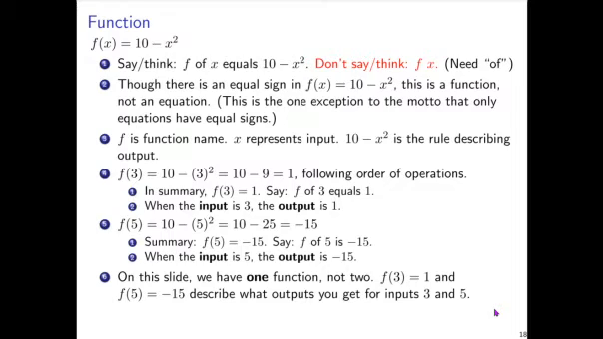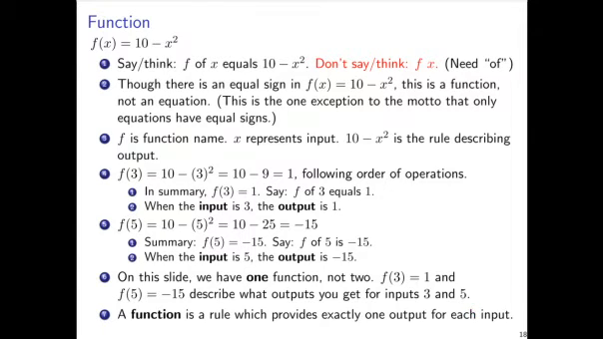On this slide, we have one function. So just to clarify, we're going to take a look at another function as an example in a moment, but this is one function, not two. So f of 3 equals 1 and f of 5 equals negative 15 describe what outputs you get for inputs 3 and 5 for this one function.